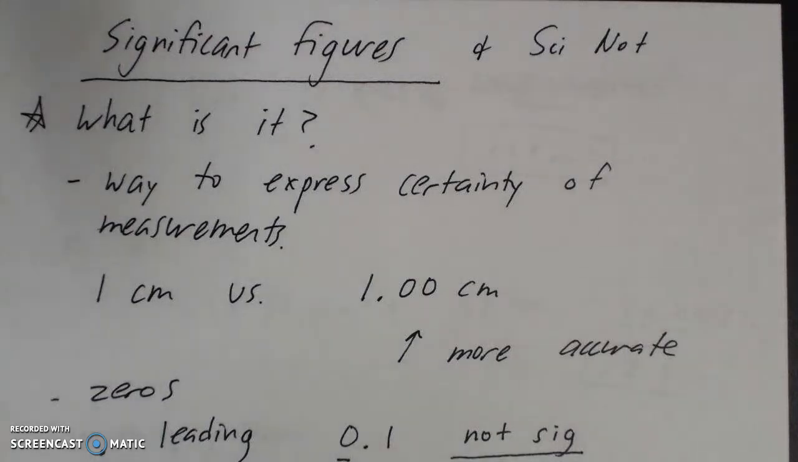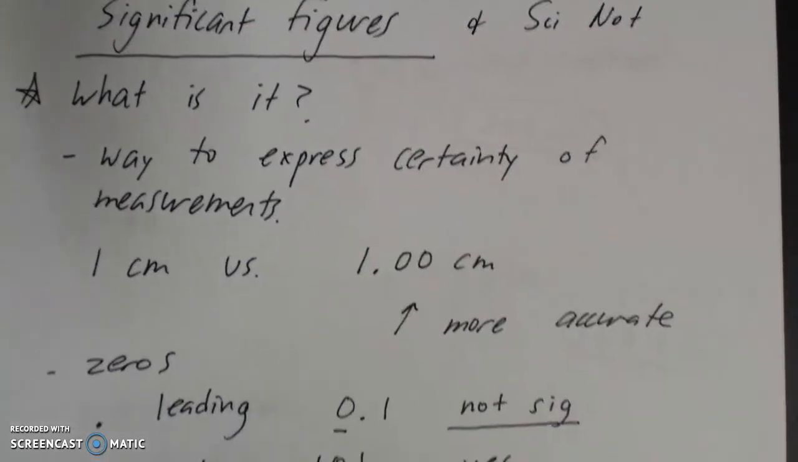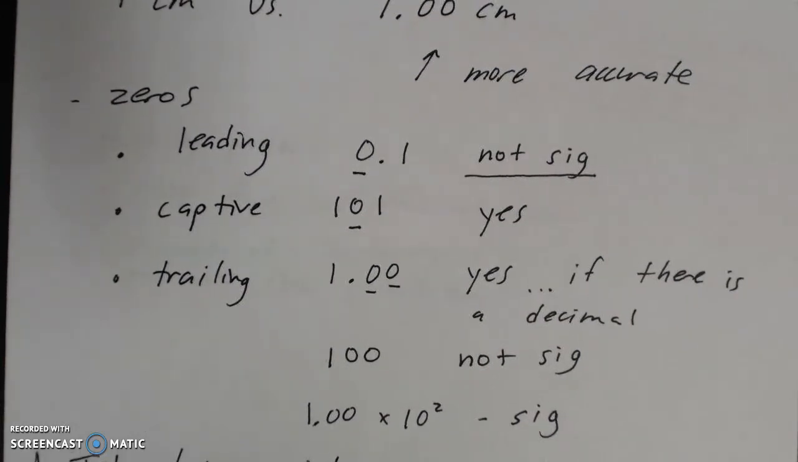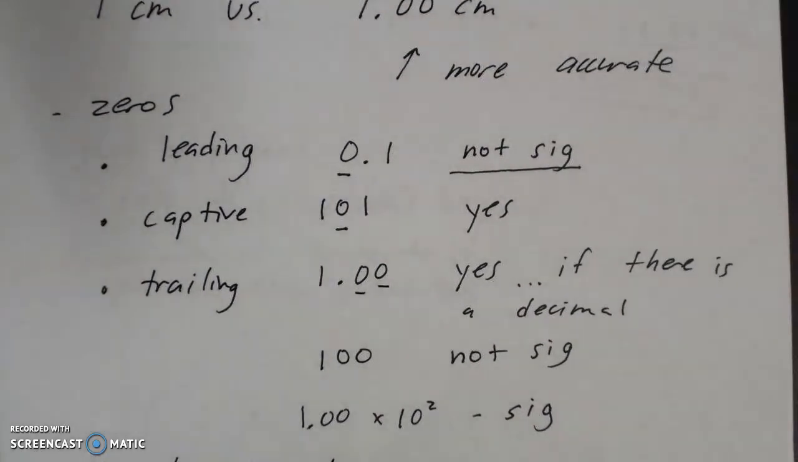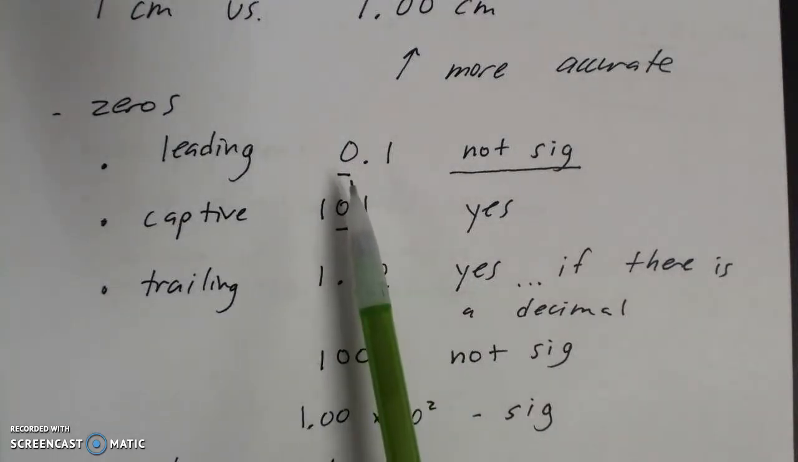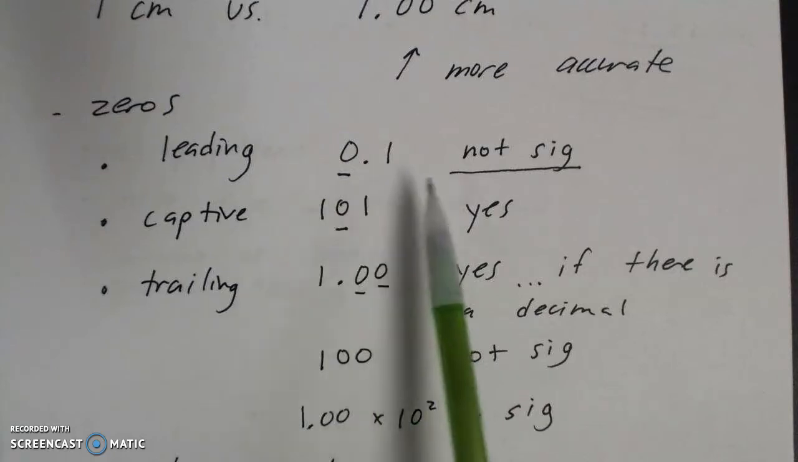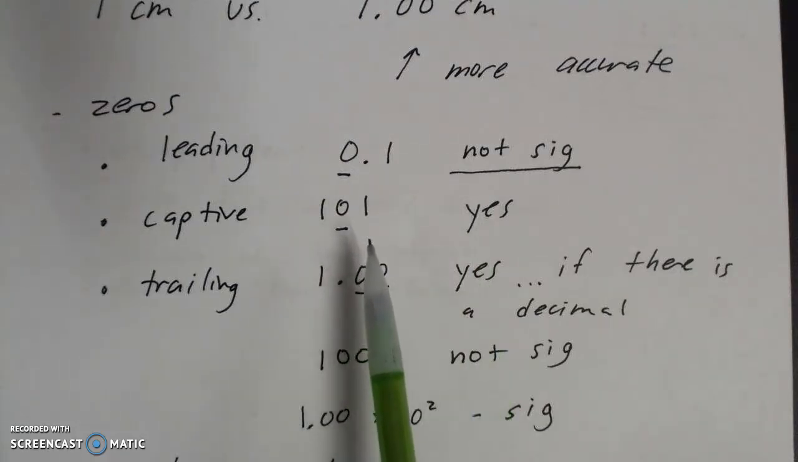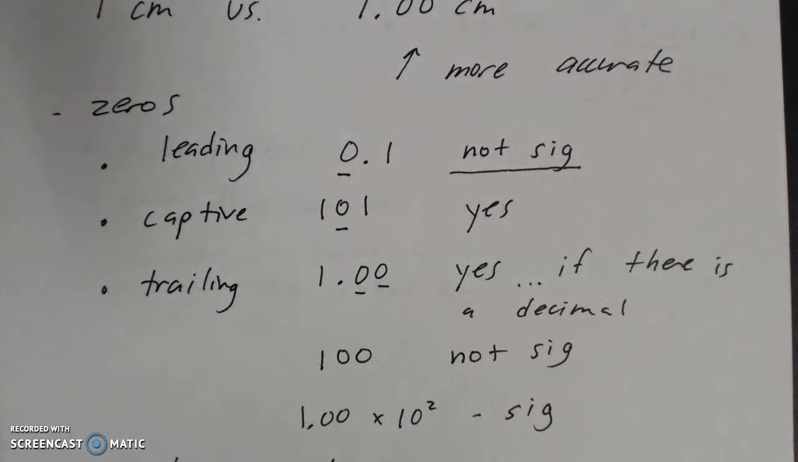And significant figures are all about zeros, so we'll start by looking at some of the possible zeros that we might come across. We've got leading zeros, and so in the number 0.1, this 0 is out in front. We would say that leading zeros are not significant. Captive zeros, 101 has a 0 in the middle of the number, and it's going to be a significant figure, always. And the one that's confusing are the trailing zeros.